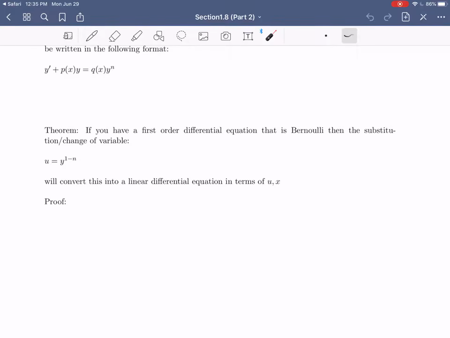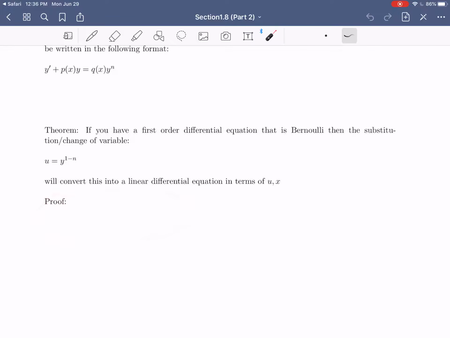All right, so how are we going to deal with these? Well, if we have a first-order differential equation that is Bernoulli, then the substitution, or change of variables, u equals y to the 1 minus n, where n is that power in the original definition, is going to convert it into a linear differential equation in terms of u and x. So the guarantee here is that if you have something that starts off Bernoulli and you apply this change of variables, then you will result in something that is guaranteed to be linear. So let's go ahead and prove that.